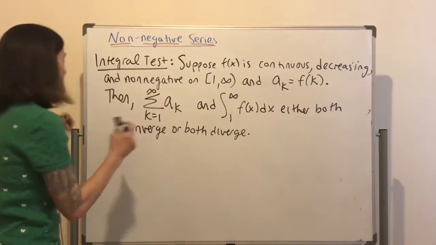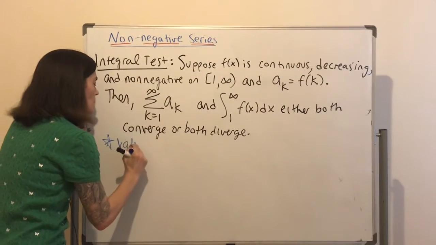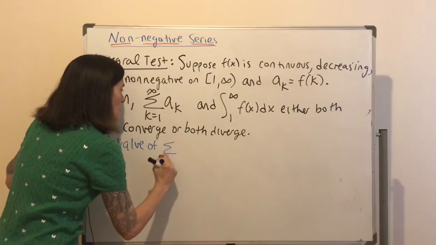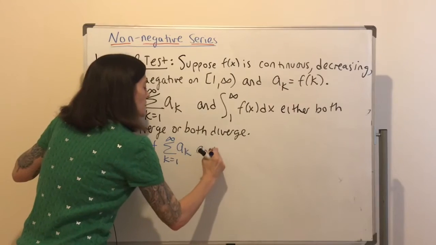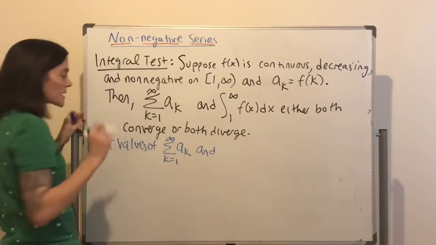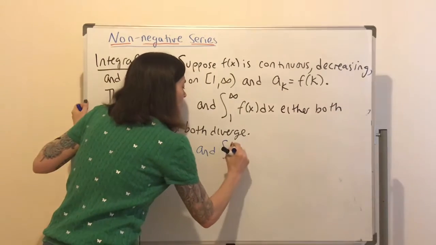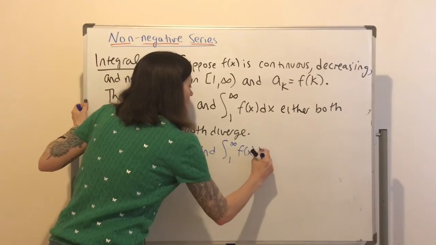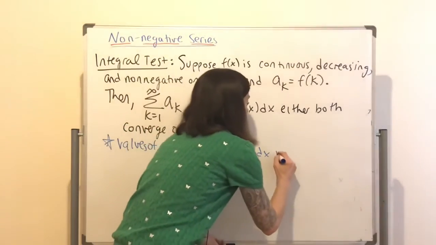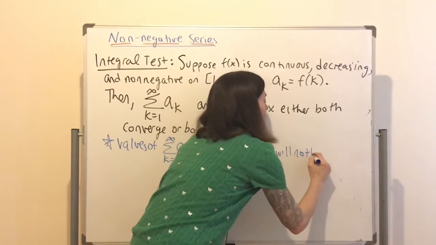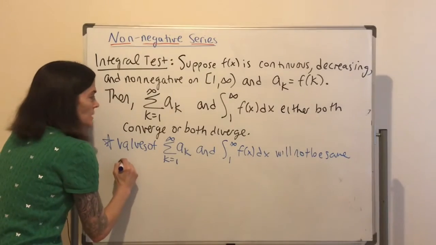But let me make this important comment that the values of the sum and the improper integral, because there are two different things here, are not the same. They will not be the same in the convergent case.